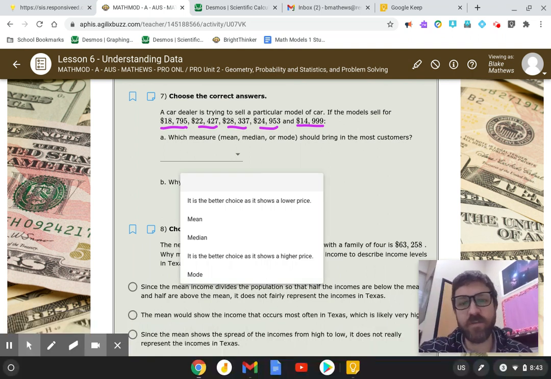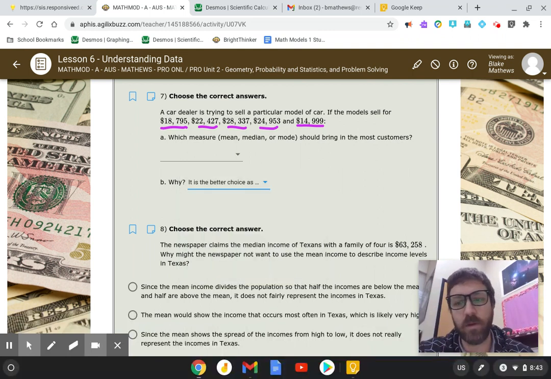Right. The better choice is going to show the lower price. That should be pretty obvious. If you're trying to sell cars, you want people to come and buy, so you're going to want to show a lower price. So you need to find which is the lowest, mean, median, or mode. So I'm going to let you do that one on your own, the rest of that.